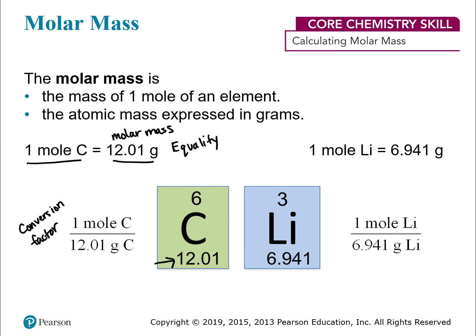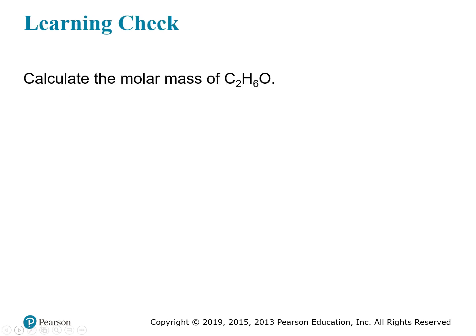Same thing with lithium. This is the atomic mass, 6.941. You slap a G behind it for grams, and suddenly you have the molar mass, which is 1 mole of lithium has a mass of 6.941 grams. But what do you do if you've got a whole compound or a whole molecule? What you do is you add everything up together. You'll definitely need your periodic table.